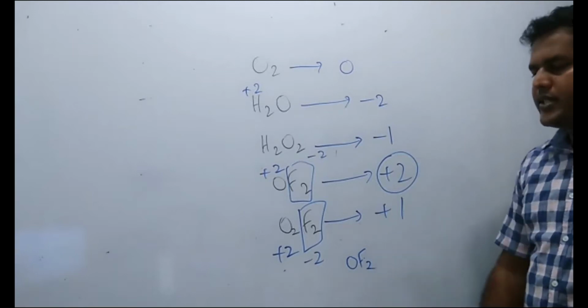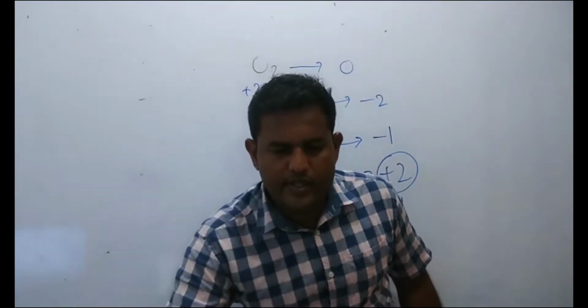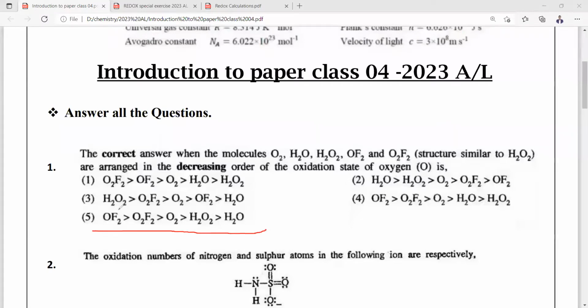That is the highest, right? When looking at how decreasing order appears in the answers, in answer number 5 you can see plus 2 is highest, then plus 1, next 0, minus 1, minus 2. Decreasing order means this is the largest value and then you decrease this way, because this inequality sign suggests this side is larger, right? Okay, next question.